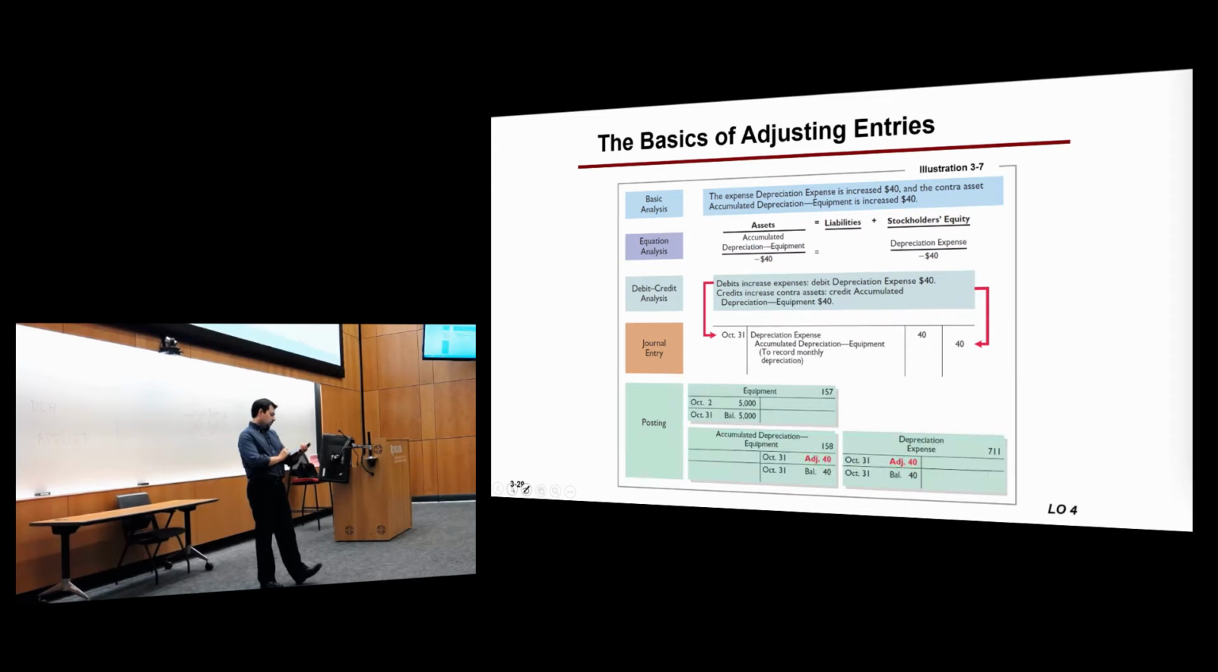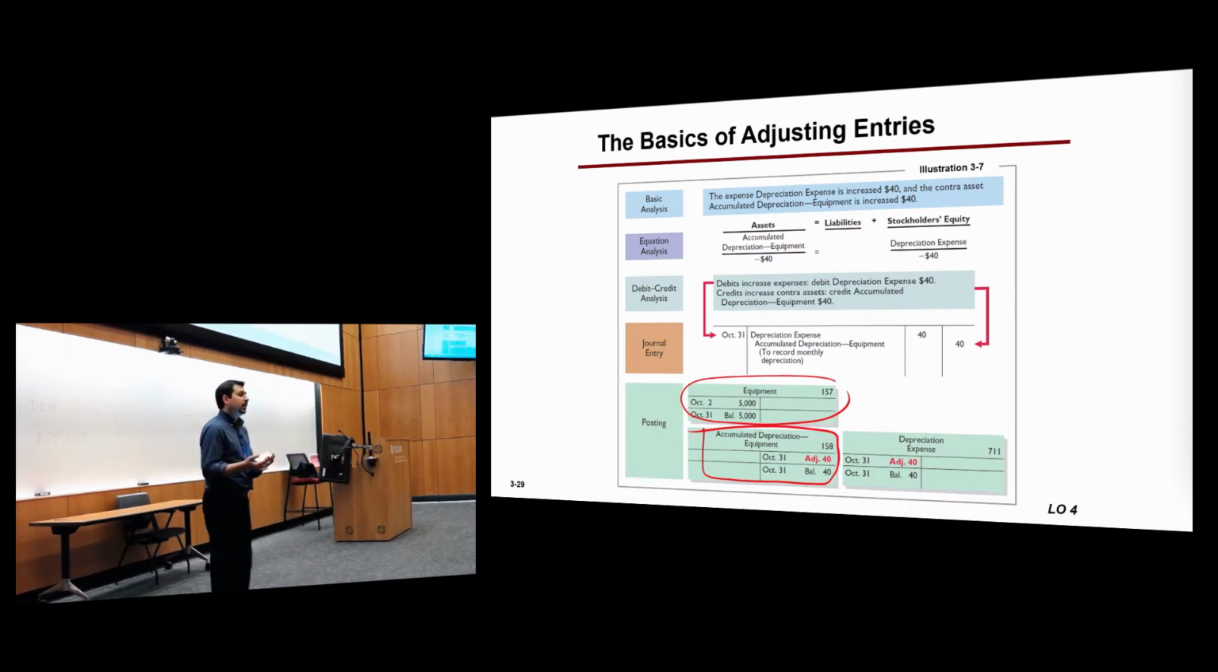Okay? And as you can see here, we did not make any changes to equipment, but we did add it on the credit side. So you see, accumulated depreciation is a contra asset account. As a result, it has an opposite normal balance than that of the assets. Assets usually have a normal debit balance, so contra assets will have a normal credit balance.